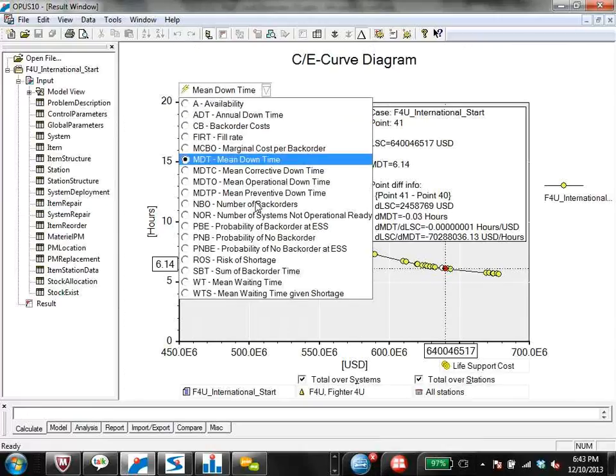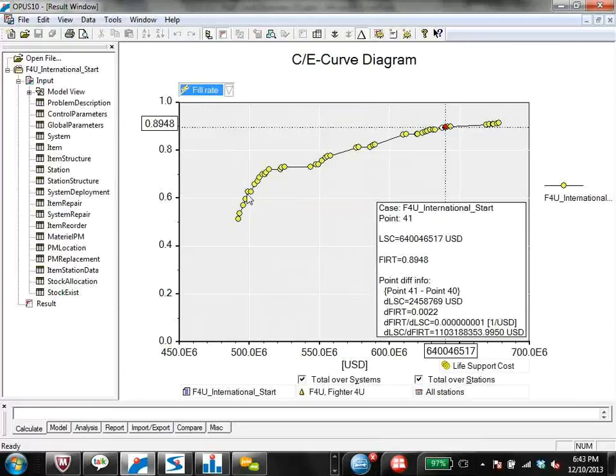Maybe fill rate, supply metrics, things like that. Now you notice this stepped curve. This is the difference between optimizing for fill rate versus optimizing for aircraft availability. Those two metrics don't necessarily agree. We can optimize to fill rate, but that's a suboptimal metric. We'll go back to availability.